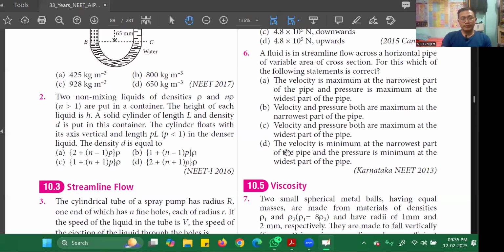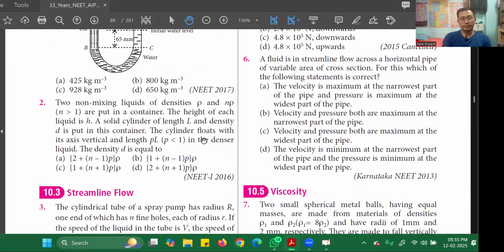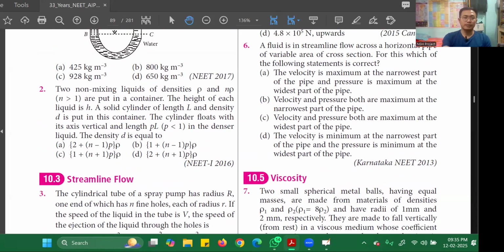So where were we? Okay, now. Pascal's law, the pressure, streamline flow and Bernoulli's principle.